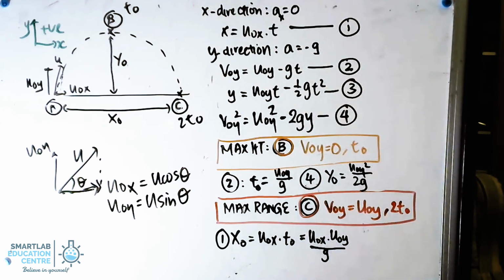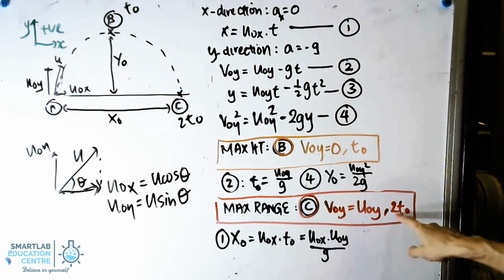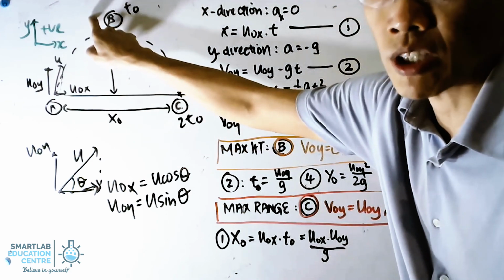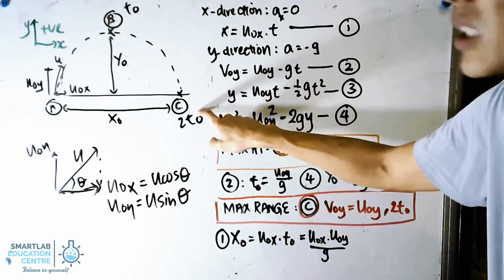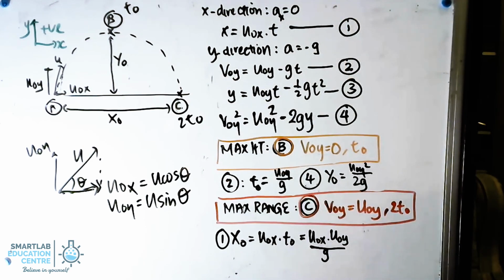All right, as we said earlier, because there's no air resistance, the other thing to take note of, which is important for understanding, is that if it takes the time t naught to travel up to here, it takes another t naught for it to return to point C, all right, for it to return back to the ground. So the time it takes from A to C is actually 2t naught.